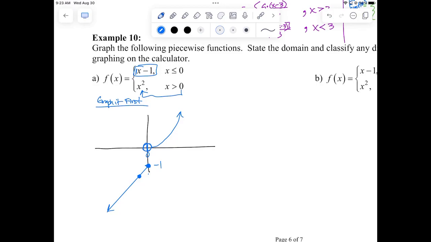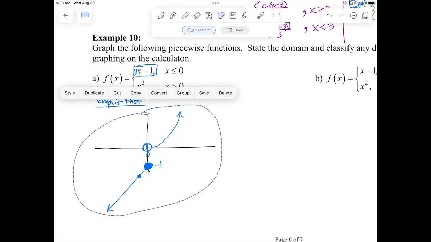In fact, let's do this before you copy it. Make the ordered pair at 0, negative 1. Just make it a little bit prouder. Make it a little bit darker. Make it a little bit bigger. There you go. And now we'll circle this and copy it.